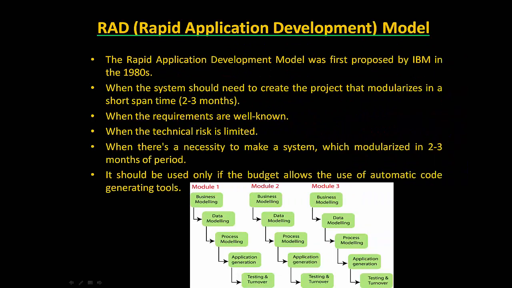Next one is the rapid application development model. The rapid application development model was first proposed by IBM in the 1980s, when the system needed to create a project that is modularized in a short span of time, 2 to 3 months. So then we use the rapid application development model. When the requirements are well known, when the technical risks are limited, when there is a necessity to make a system which is modularized in 2 to 3 months, then it should be used only if the budget allows the use of automatic code generating tools.